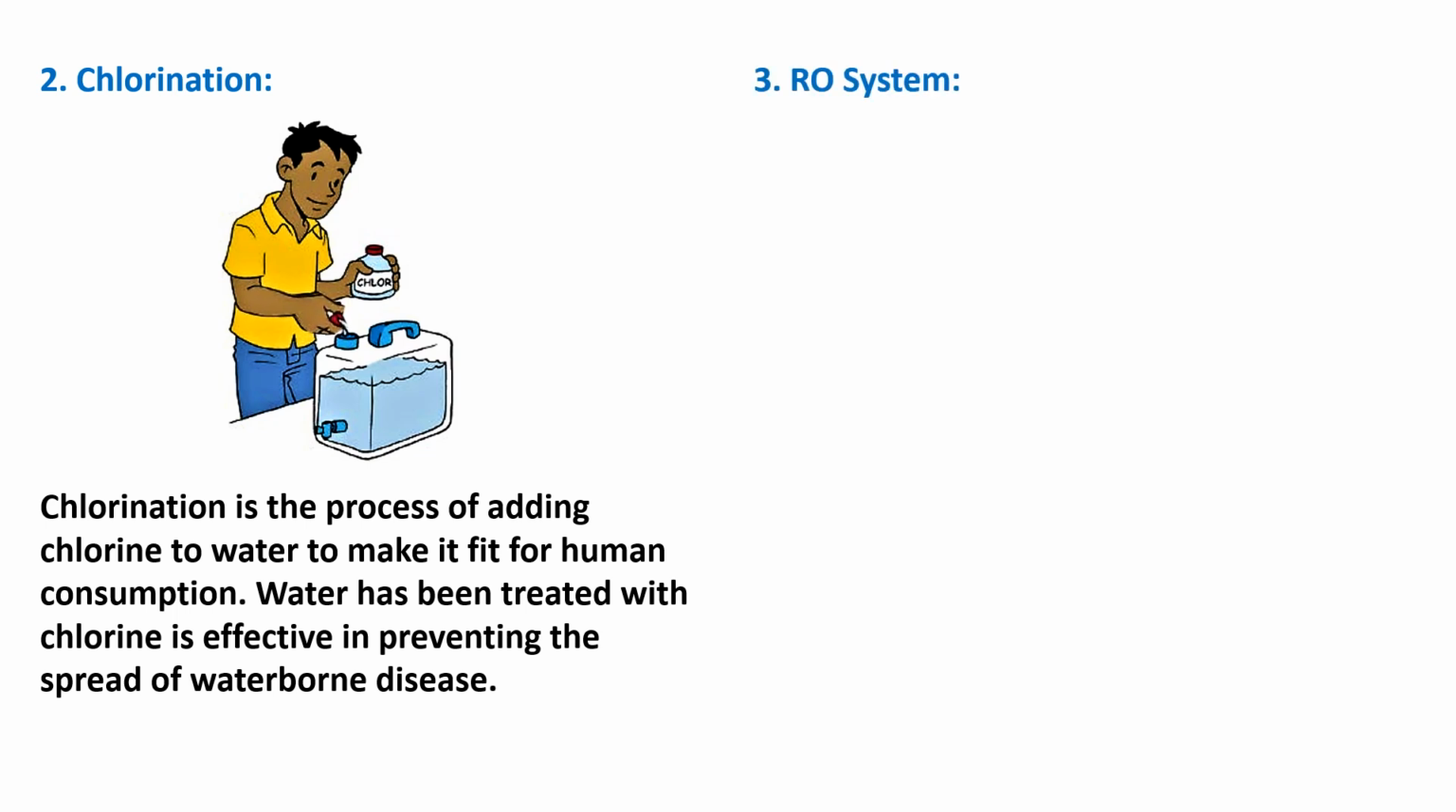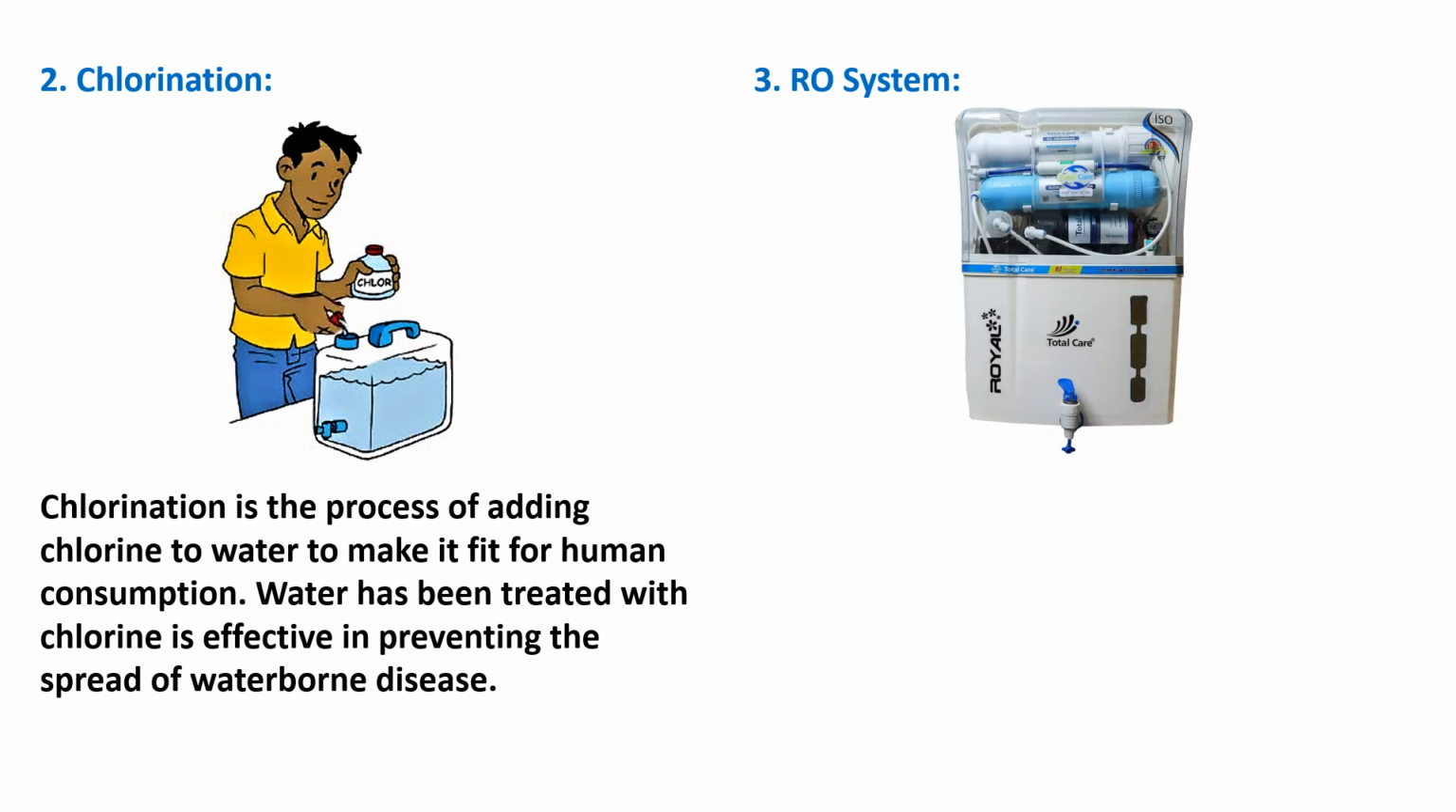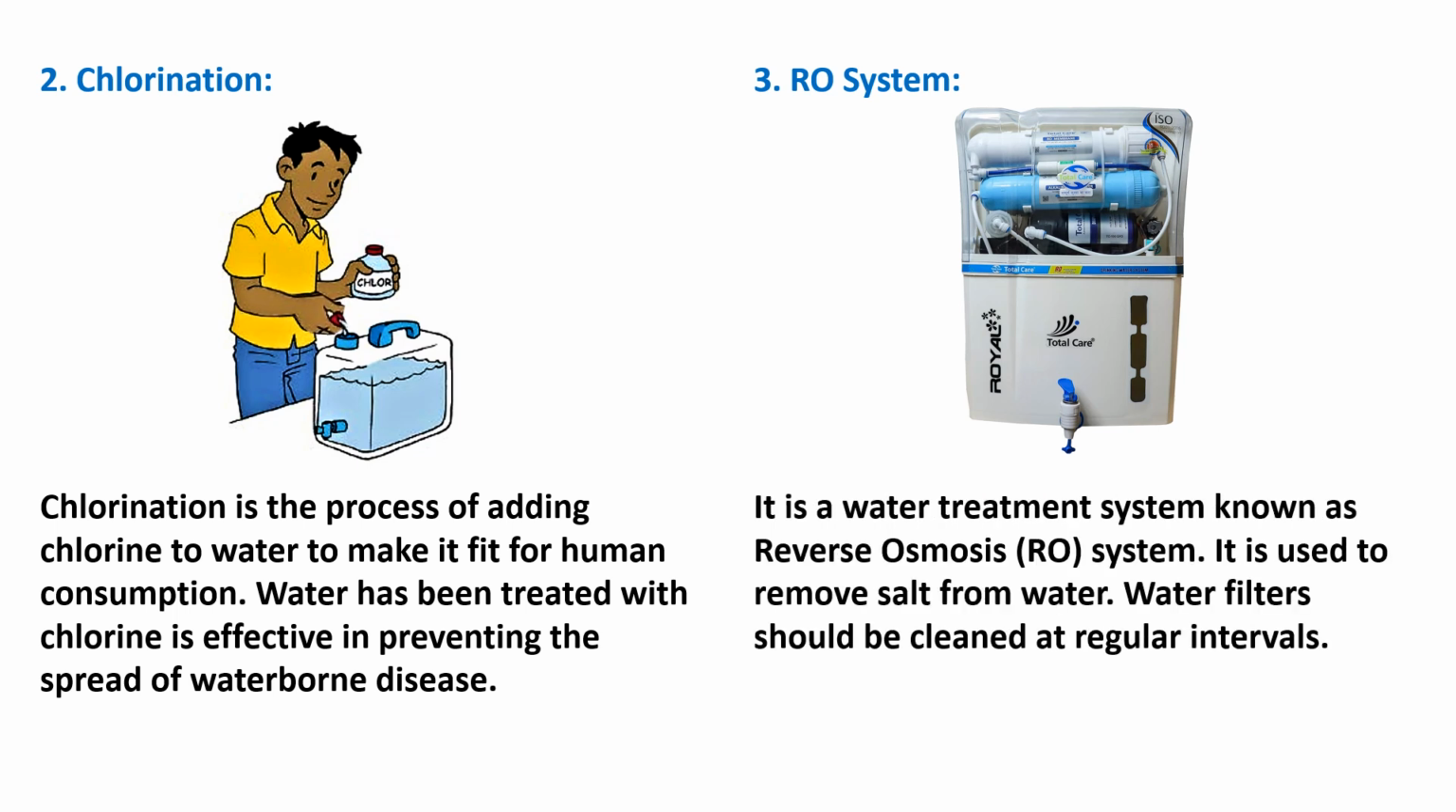So the next process is the RO system. If you see the picture, you know in everyone's house nowadays we are using this RO system. It is a water treatment system known as the reverse osmosis system, RO system. It is used to remove salt from water, and water filters should be cleaned at regular intervals to get pure water.